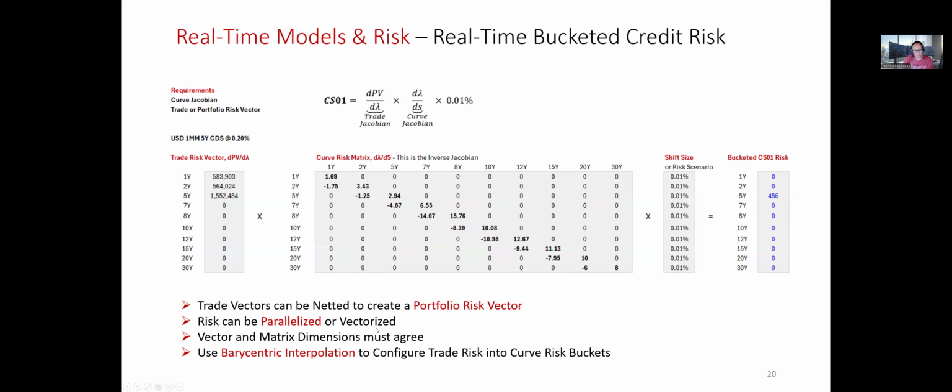Now, trade risk factors, as we said, can be netted to create a portfolio risk factor, and risk can be parallelized and vectorized, which means this calculation is already very fast and could be made even faster. Vector and risk matrix dimensions must agree. We mentioned using barycentric interpolation for the weights to allocate your risk cash flows to the right buckets. We can configure trade risk into the right curve buckets so that we can perform this calculation. But like I said, the trade risk factor you only need to calculate once a day. So once you do that, it's a simple multiplication, and that's very, very fast. It will give you real-time bucketed credit risk for an individual trade or for your portfolio.